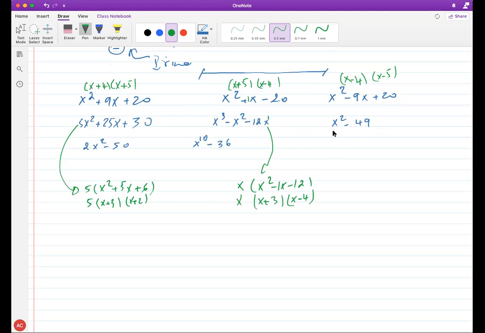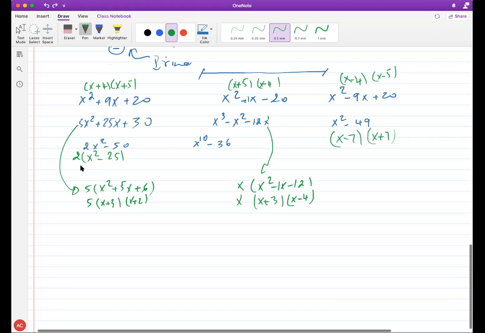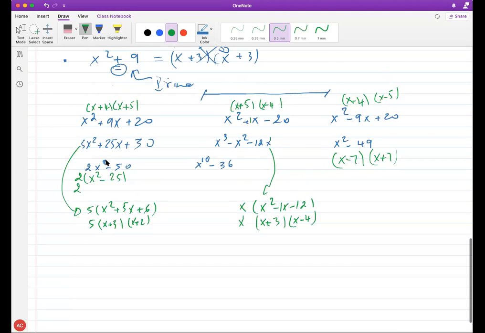Here. X squared minus 49. X plus 7, x minus 7. That's right. That's simple. One step. What about this? So 2 parentheses x squared minus 25. And down at the bottom, 2 parentheses x minus 5, x plus 5. That's right. So difference of 2 squares.